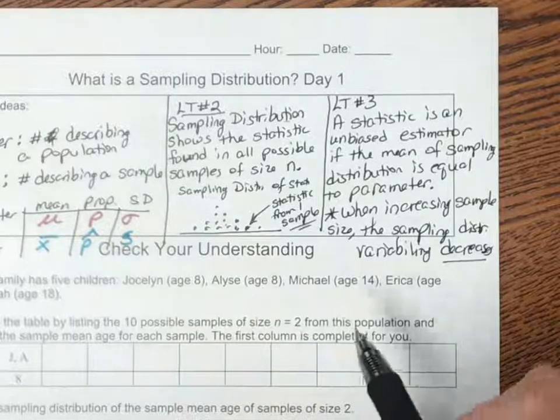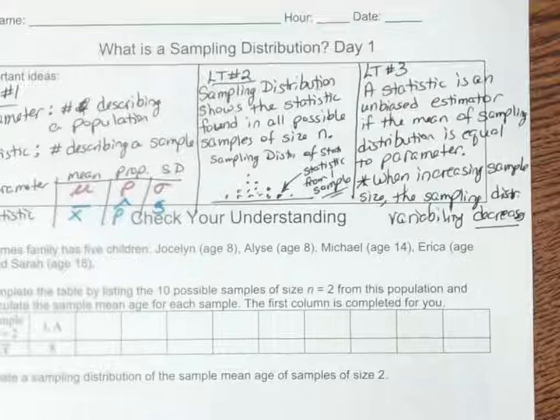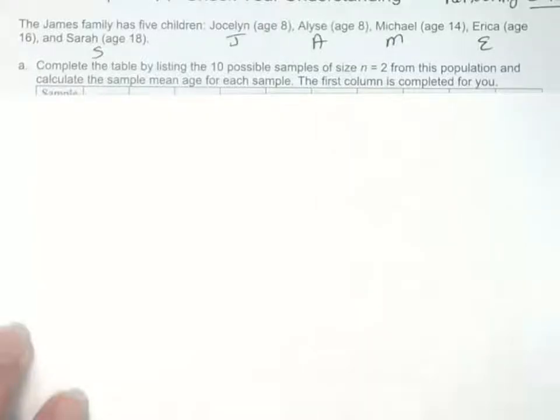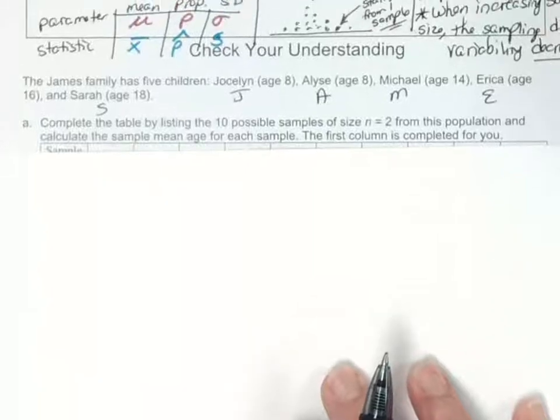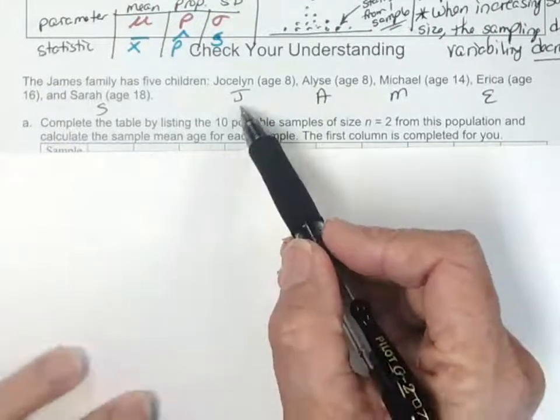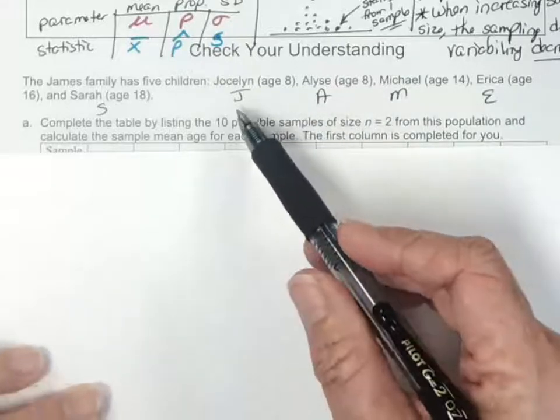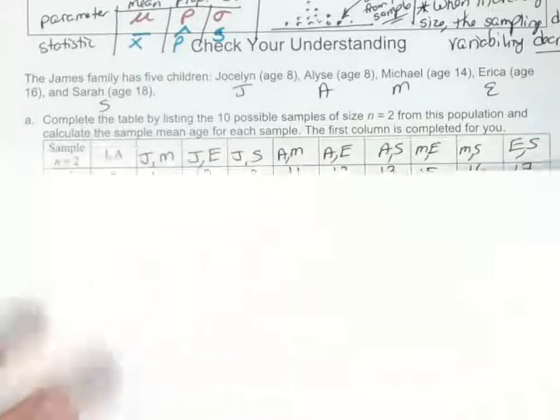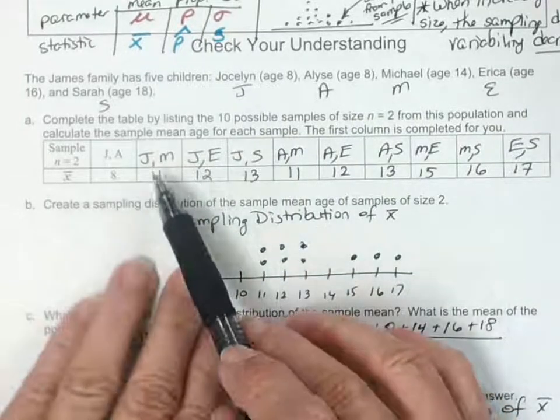But go ahead and try to do this check for understanding before you look at my answers. Okay? And hopefully you have paused this so you could do the check your understanding yourself. But I went ahead and just gave each kid a letter to represent them. And I want to create all the possible combinations here. So this is each combination.